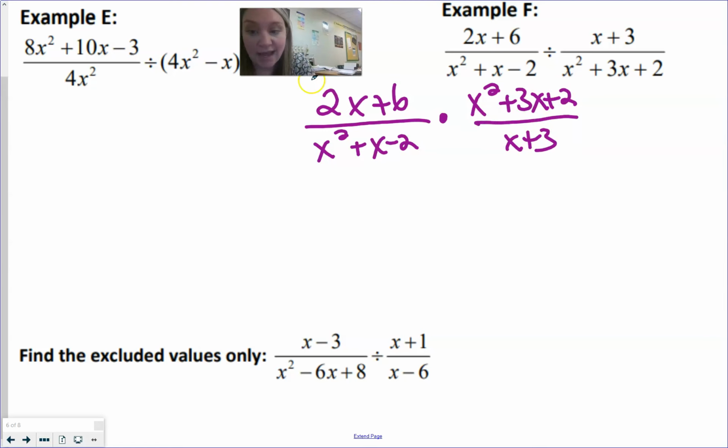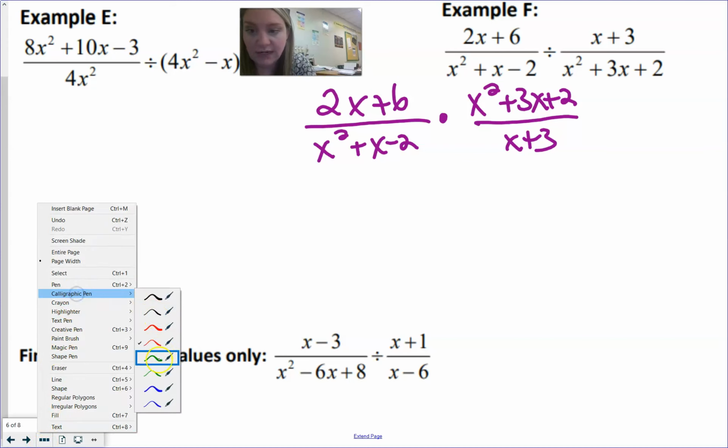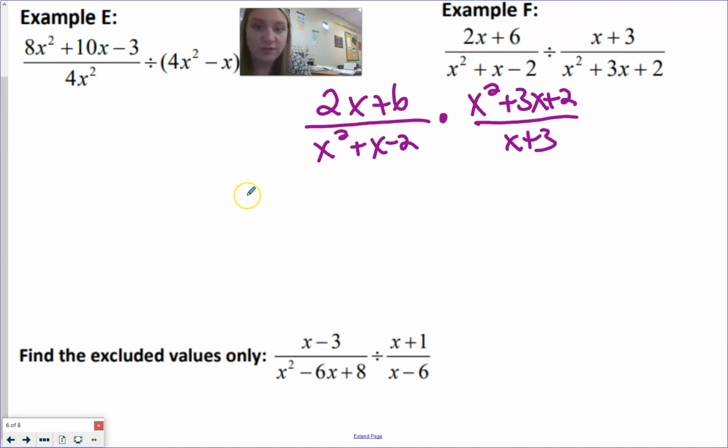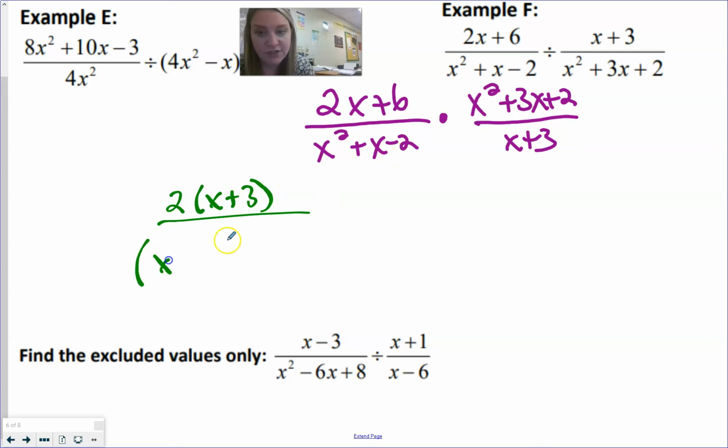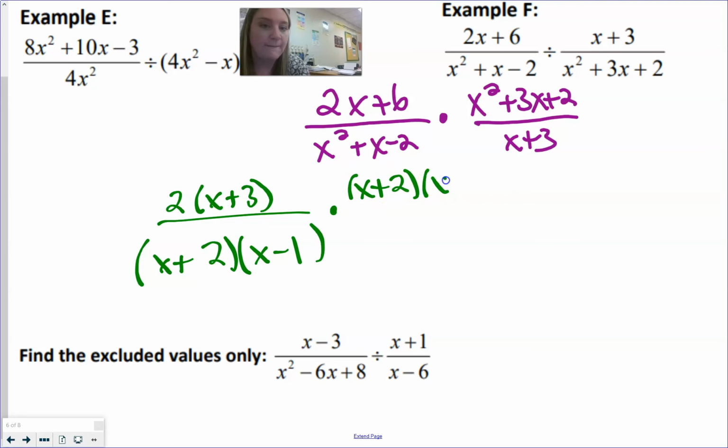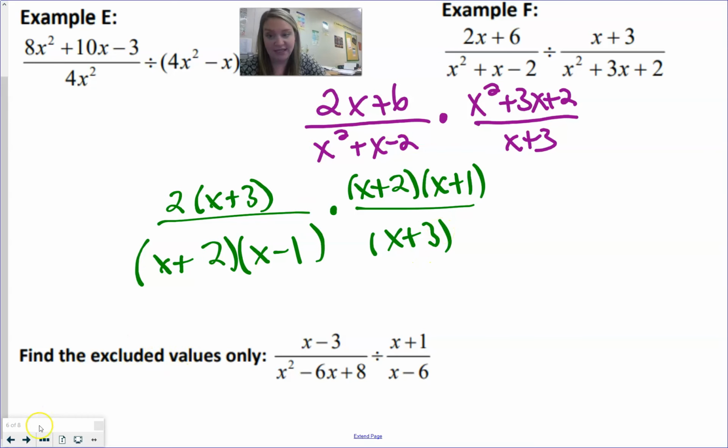Okay. Now I'm going to factor my pieces. So in my numerator on the first side, I can divide a 2 out of both of those. I'm left with just an x plus 3 up there. This denominator multiplies to give me a negative 2, adds to give me a positive 1. I'm going to do a positive 2 and negative 1. My other side multiplies to get 2, adds to give me 3. That's going to be x plus 2, x plus 1, and my denominator is still x plus 3. Okay, so I have factored, I have flipped, and now we can start canceling things out.